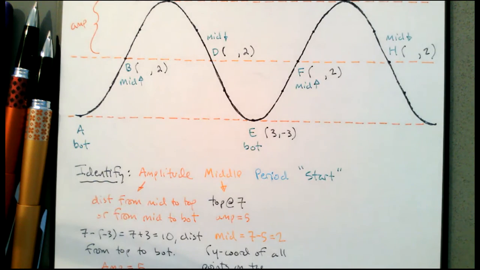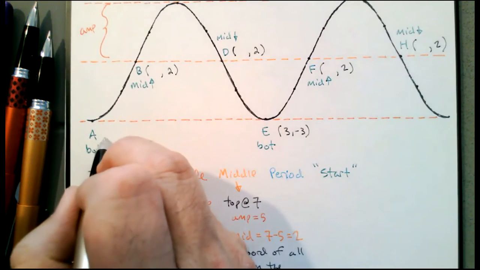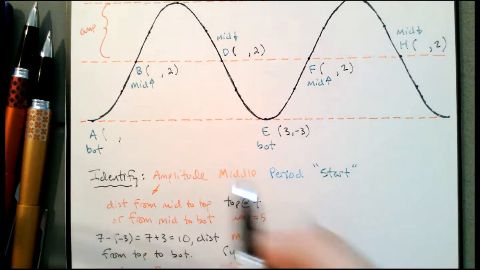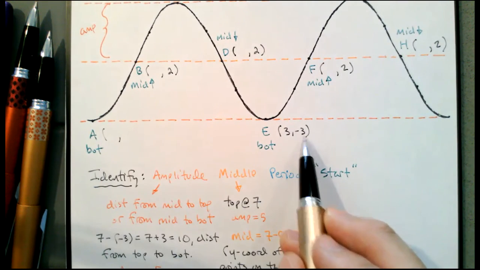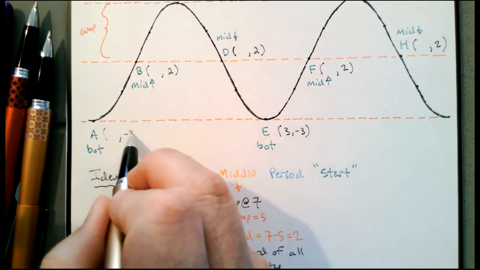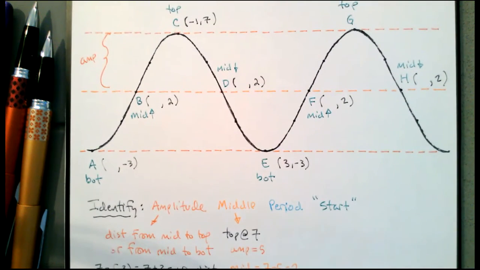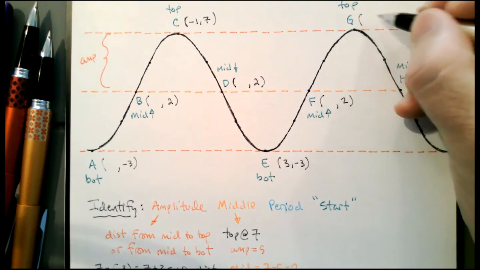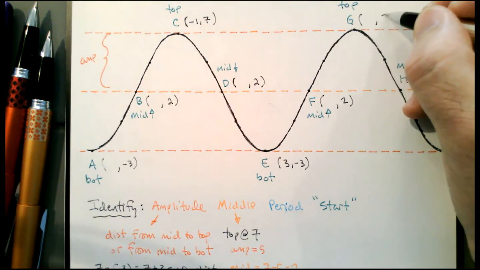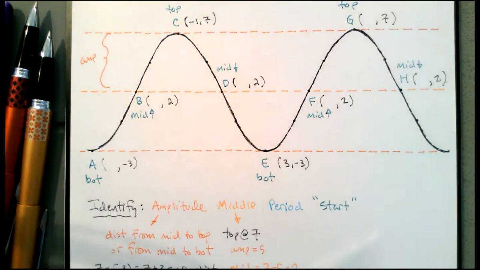I also know that the other bottom point A, I don't know what the x coordinate is, but the y coordinate should be the same as point E, also at -3. Similarly, up here at the top, I don't know what the x coordinate is yet, but I know the y coordinate should be 7 because everything along the top of this graph is at 7.